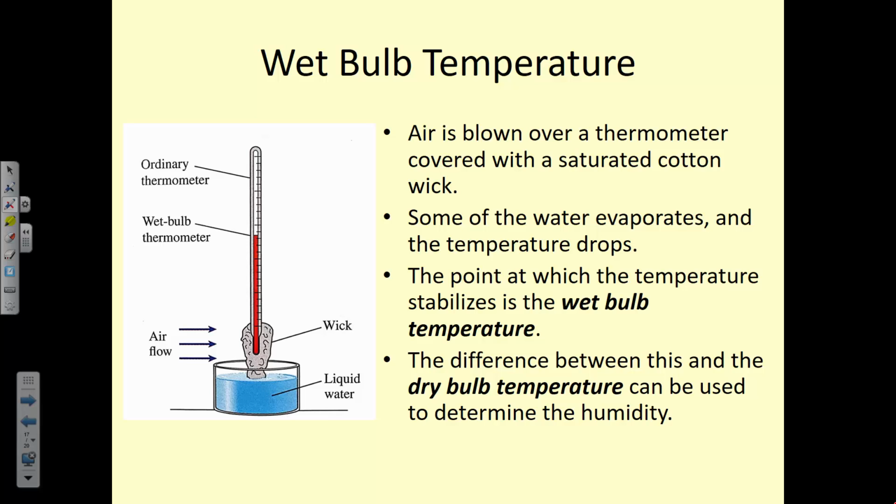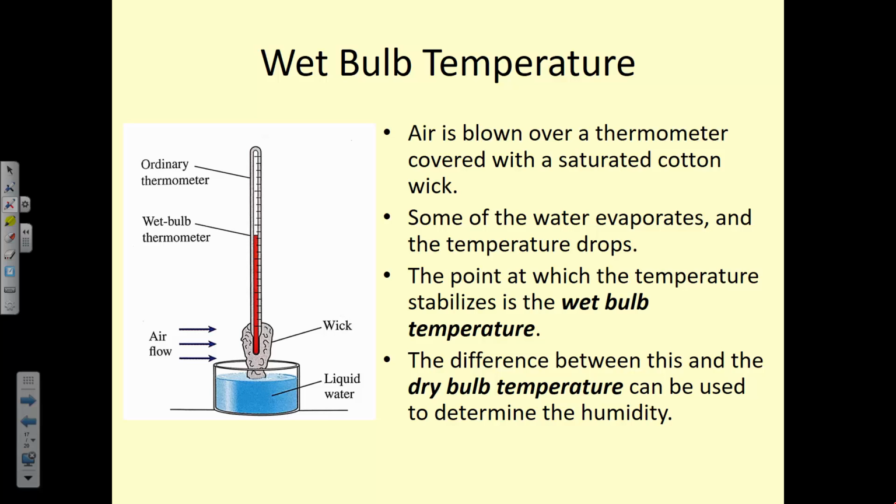The difference between the wet bulb temperature and the dry bulb temperature helps us determine how much humidity is in the air. Because if there's a lot of humidity in the air, it's not going to evaporate from this wick very quickly. But if it's very dry air, it has more of an ability to pick up moisture. Okay, so we'll look at some of the calculations that allow us to determine the relative humidity using the difference between a dry thermometer and a wet bulb thermometer.